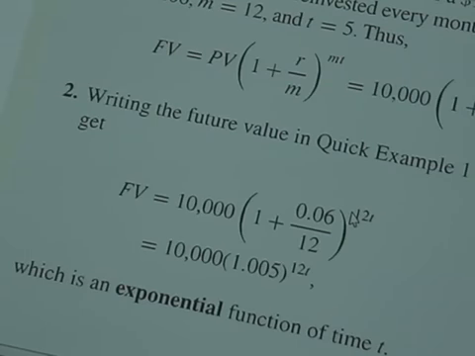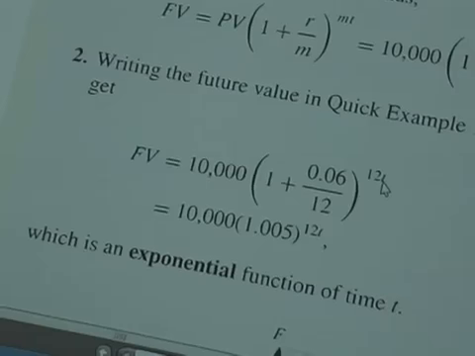And why is it so much money? Because we're talking about compound interest, and compound interest shows the variable in the exponent, and so it's going to grow super fast. That's why it becomes so much money.